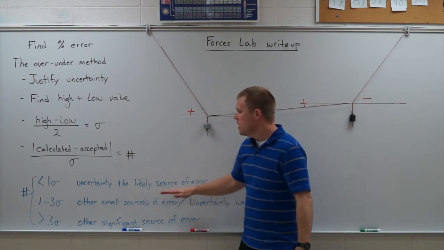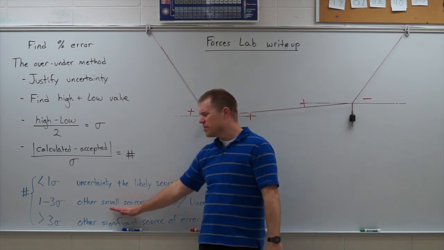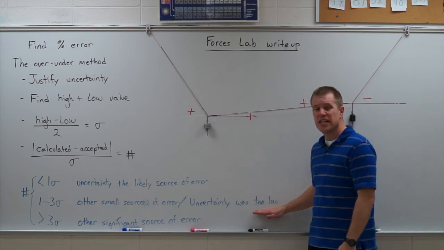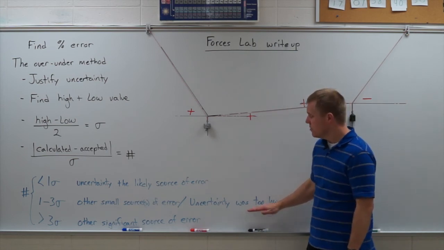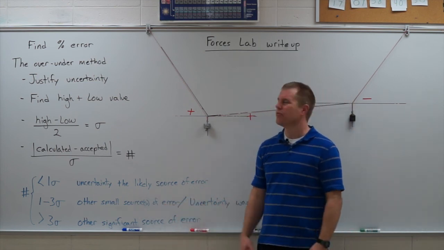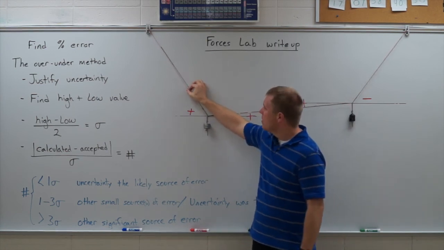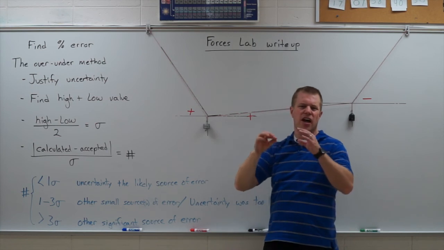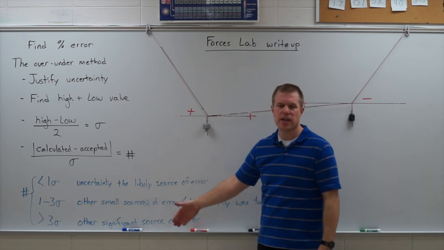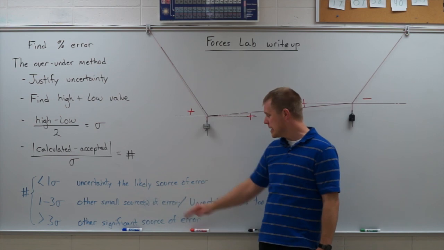Perfect. Okay. Now, if it's between 1 and 3, this is kind of our gray area. That means there's maybe some other source of small error that you missed, or your uncertainty was too low. So these kind of go hand in hand. If you can go back and say, oh, you know, I forgot to account for the width of the string, go back and do it now. Go back and say, okay, the width of the string was about this much. On my angle, that would have accounted for this much. Redo the calculation. See if you get better results. See if you've identified all those sources of uncertainty.